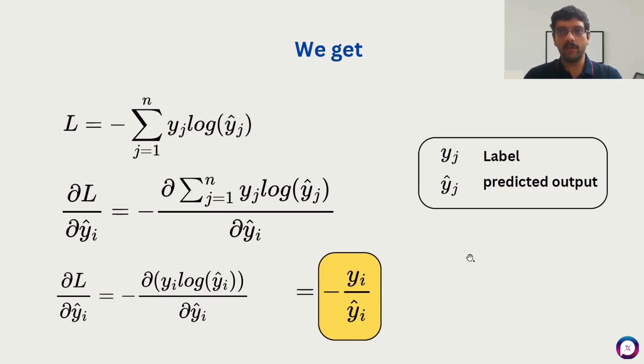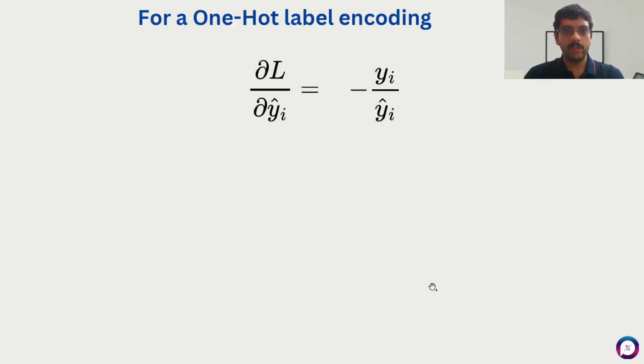So the sensitivity of the loss for one data point with respect to a corresponding element of the predicted input, right? The output of the neural network, which is the input to the softmax or to the cross entropy, is the label of that element yi by the actual predicted value. Right? Now, in our case, we're using a one hot encoding.